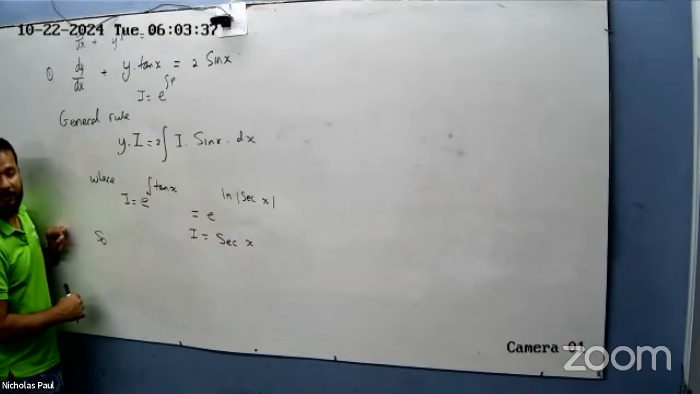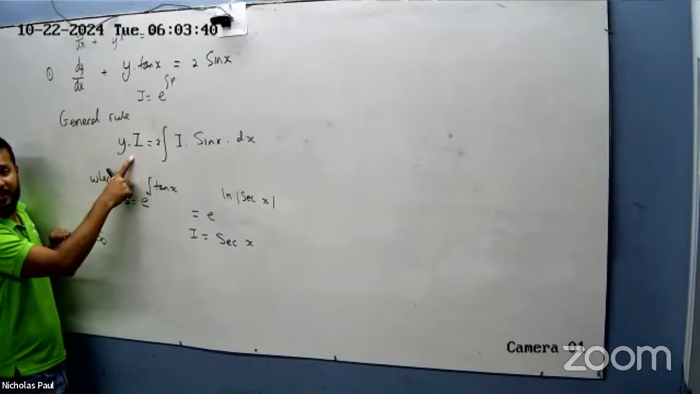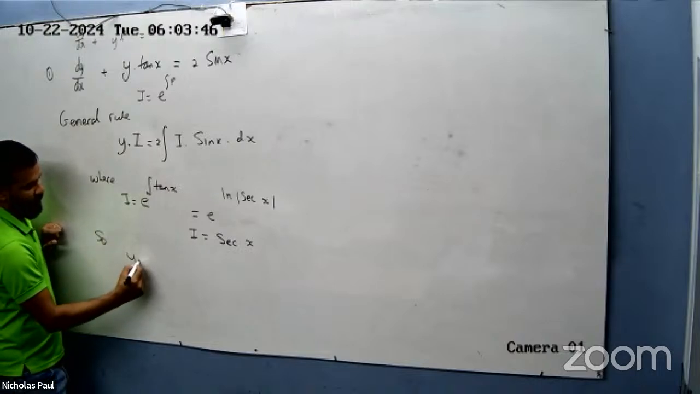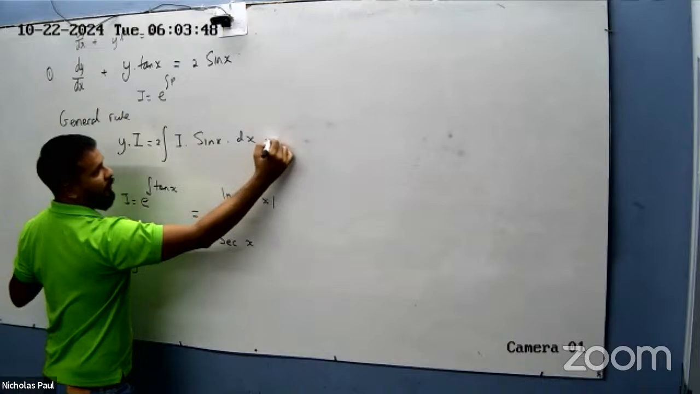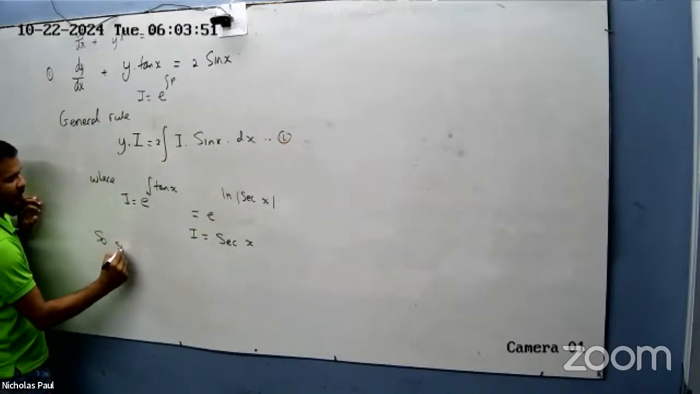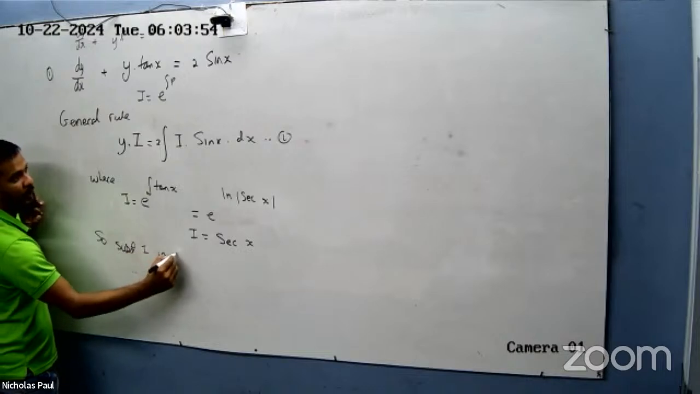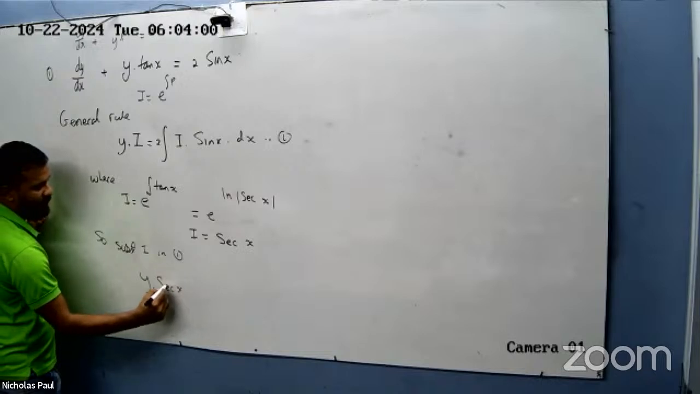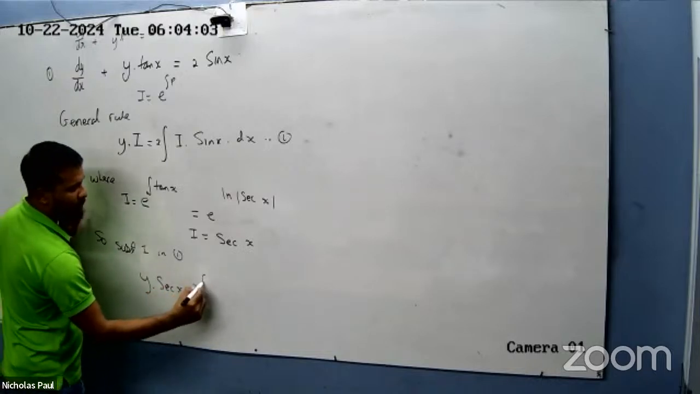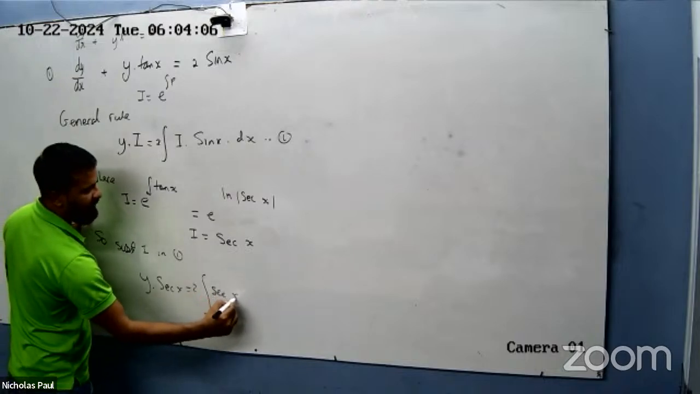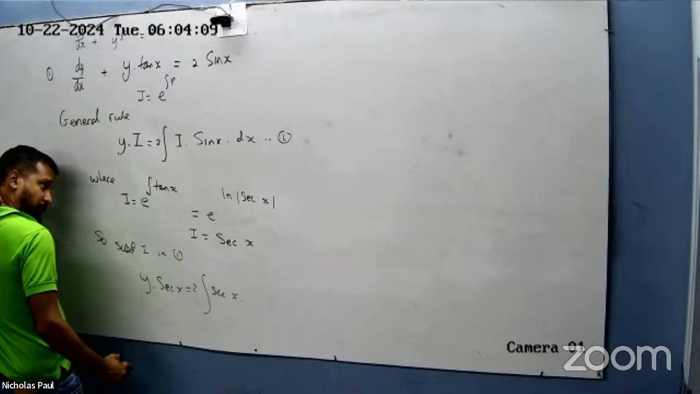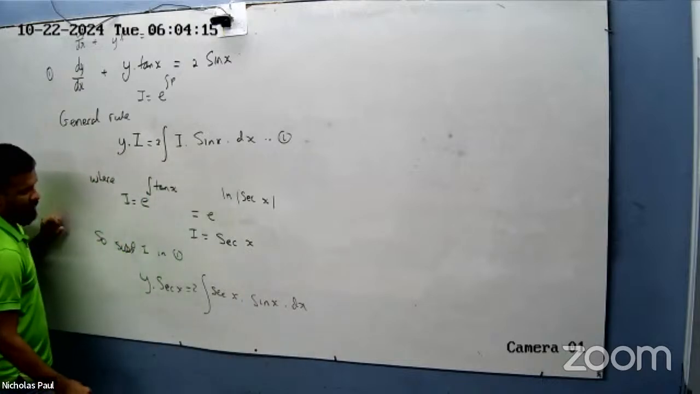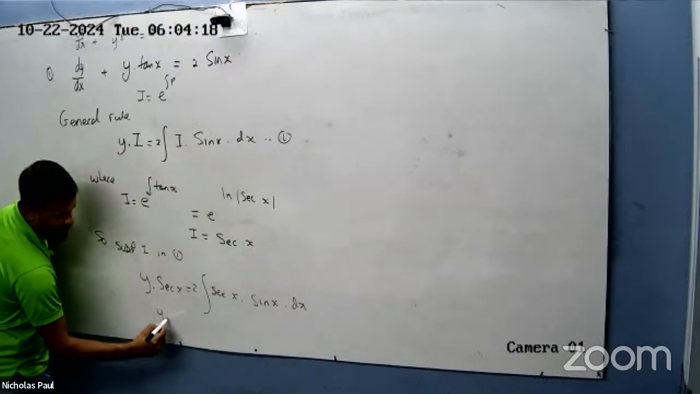Not here, not in this case. Here I'm going to plug sec x in. I'm going to label it so you know what happened: I'm going to substitute I in equation 1. So I get y times sec x is equal to 2 times the integral of sec x times sin x dx. This left-hand side will not change.